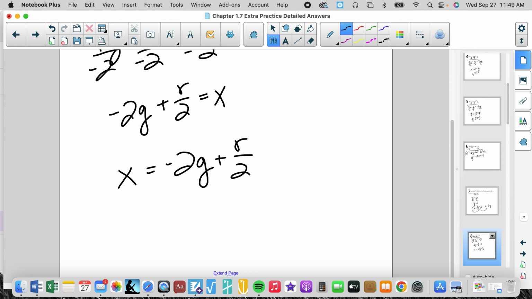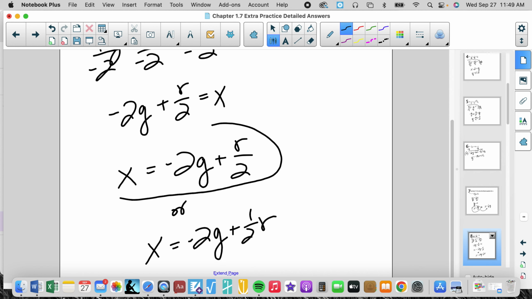over 2. Oftentimes when we have multiple variables, we're going to put those in alphabetical order. So g comes before r, so g would come first on that right side of the equation. The other could be x equals negative 2g plus 1/2 r. Both of those are okay, but this is the more high school answer.